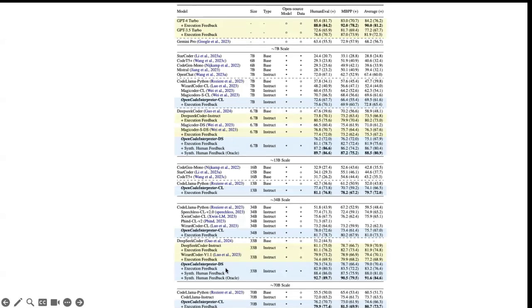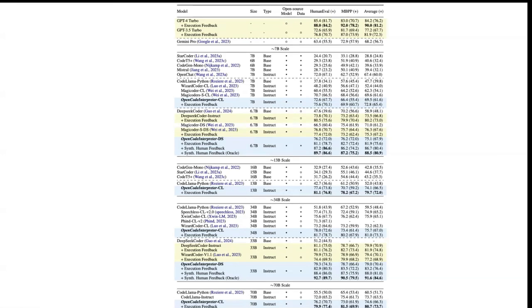The first one is execution feedback, which was actually diagnosed with the compiler. The second one is synthetic human feedback, which tries to generate human input by considering the task description. And the third one is synthetic human feedback oracle, which uses the ground truth results along with GPT-4.